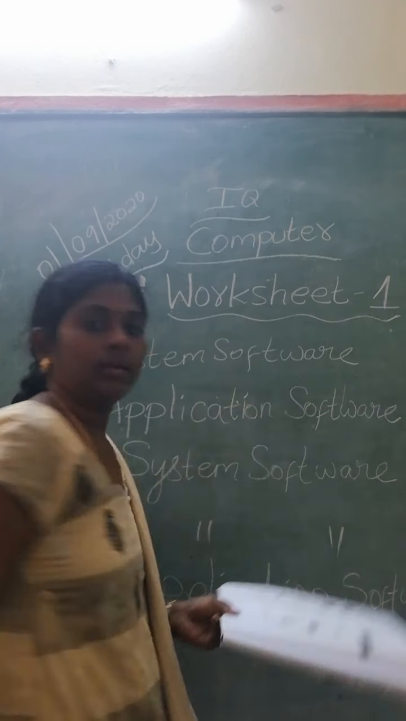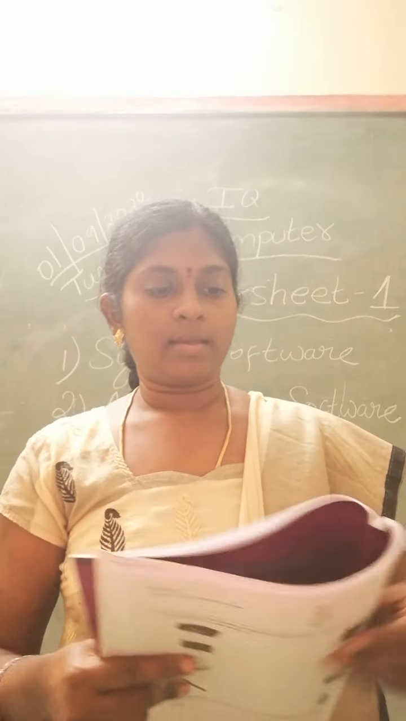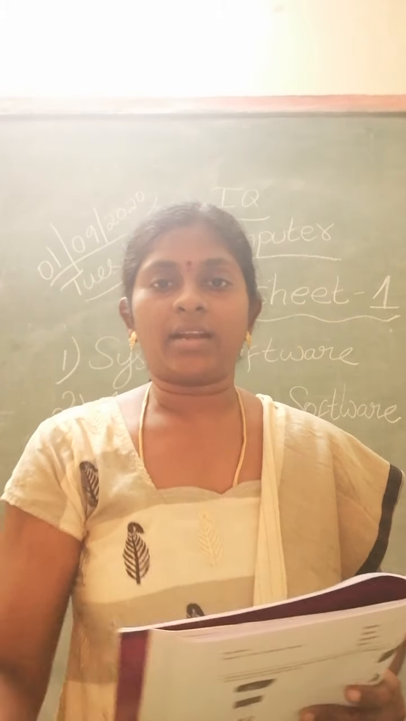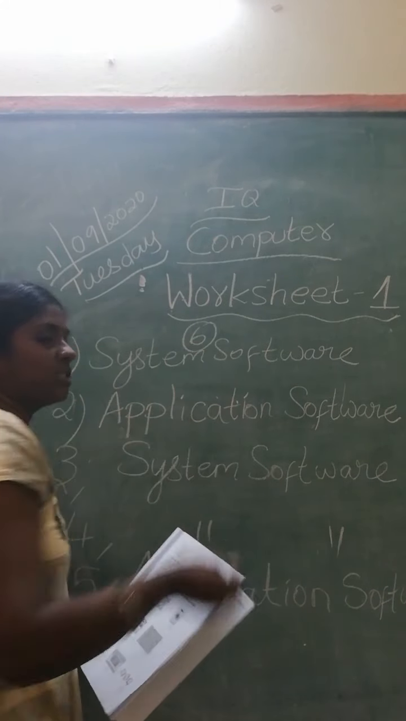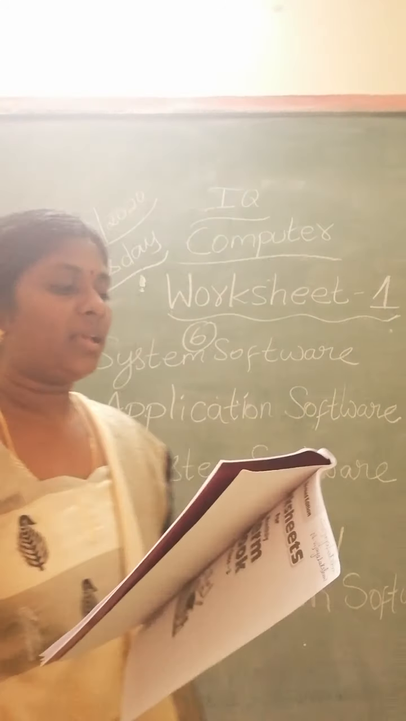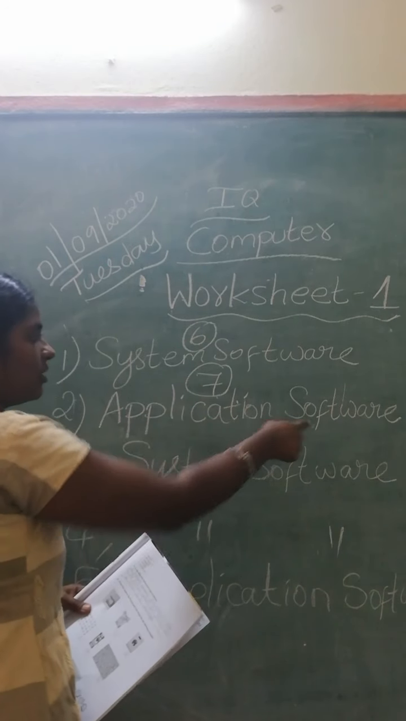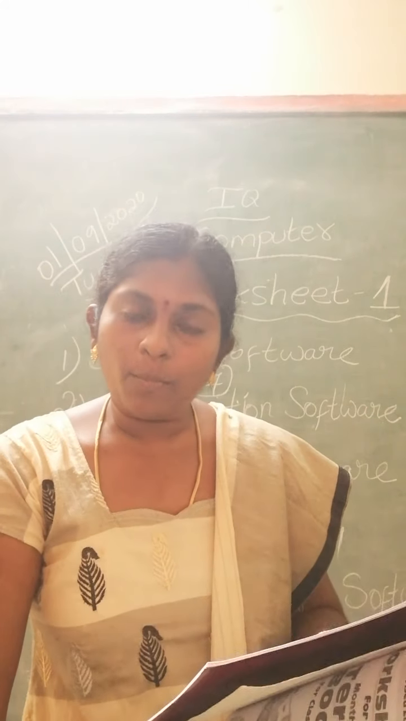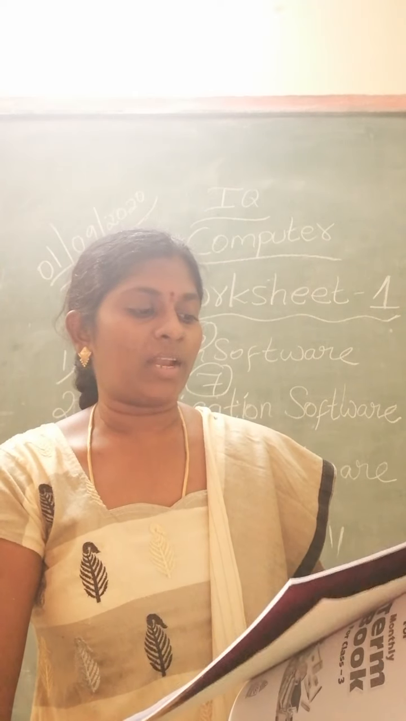Next, turn the page. What is the sixth one? Mac OS. Mac OS is a system software. Next, seventh one, MS Excel. MS Excel is an application software. Eighth one, Pinball. Pinball is also an application software.